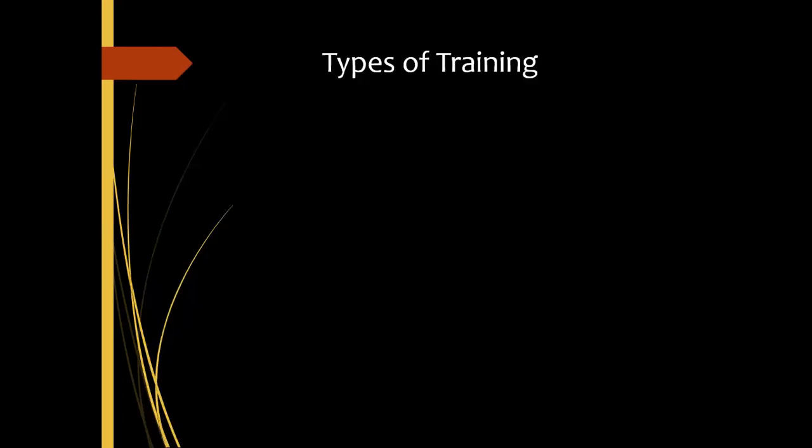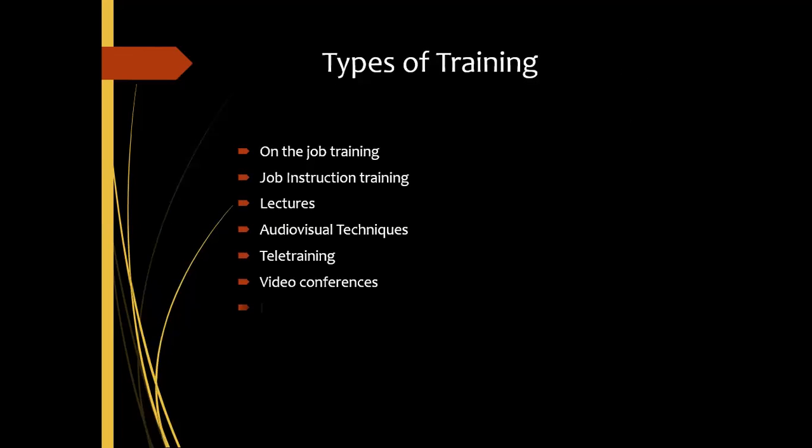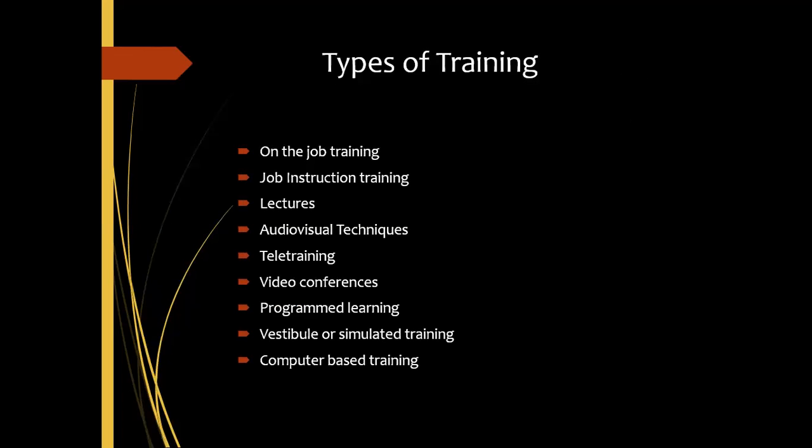Okay, now comes the stages of types of training. These are all the types of training that can be done. We'll start one by one and discuss each and every one in detail. On the job, job instruction, lecture, audiovisual, teletraining, video conferencing. Then we have programmed learning. Then we have vestibule or simulated training and computer-based training. So these all we'll discuss one by one.